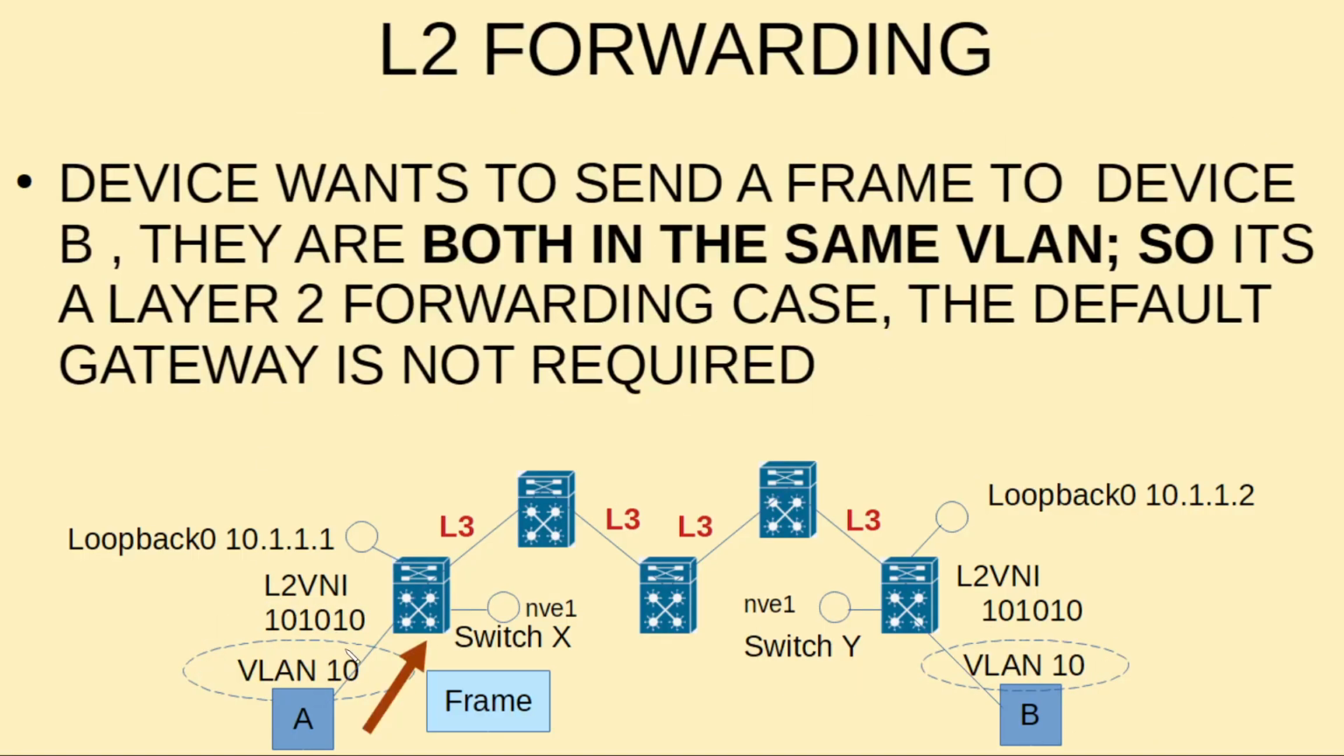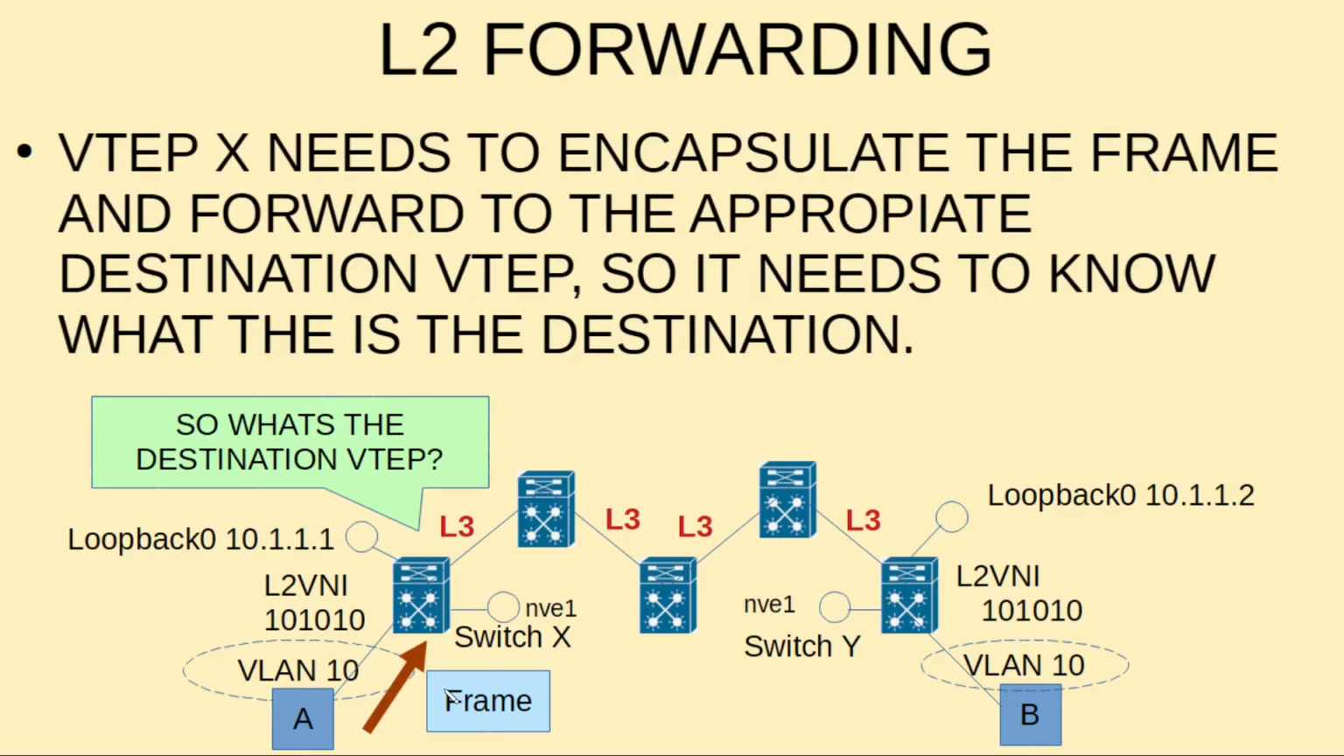Now, device A wants to send a frame to device B, so they are both in the same VLAN. So we are talking here about a layer 2 forwarding case, and given they are in the same broadcast domain, we are not even talking about a default gateway yet. So the frame arrives to this particular switch that we are going to call VTEP X. VTEP X needs to encapsulate this frame and forward it to the appropriate destination. So it needs to know what is the destination IP address, what is the destination VTEP.